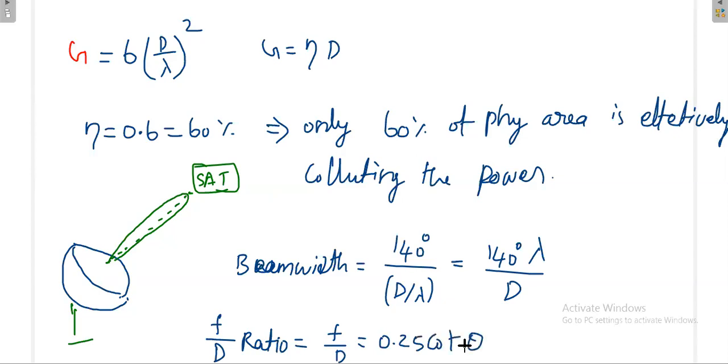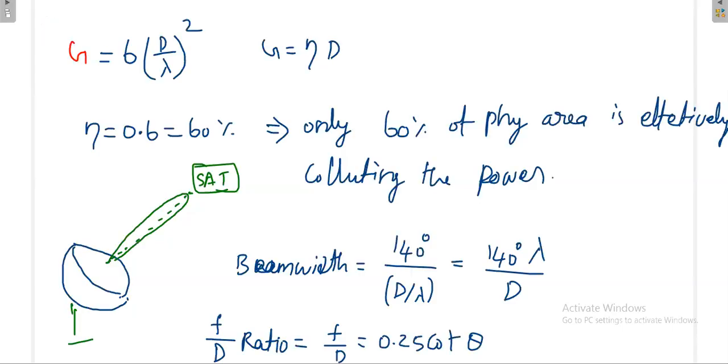In the question they will give you only theta, and they will ask you f by d. So you have to remember this formula, 0.25 cot theta, the f by d ratio. Then in a parabolic reflector, generally there are 3 types of feeds, and each feed has its own advantage and disadvantage.